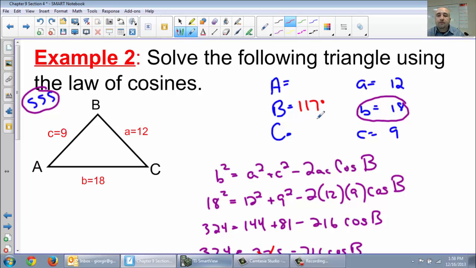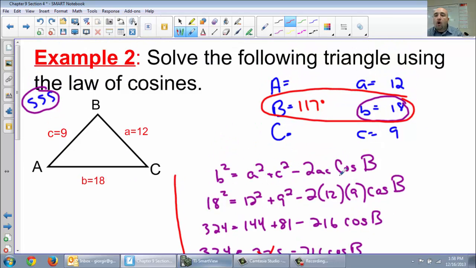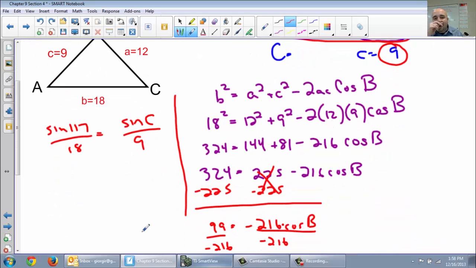Okay, now notice I have a set. I have both B's, so now I can go back to the law of sines, and it's the same as the last problem. When you go back to the law of sines, you always do the smaller one first. So sine of 117 over little b, which is 18, equals sine of angle C over little 9. And then we're going to do our law of sines. At this point, I think you should be doing this pretty quickly. Let's just breeze through this.